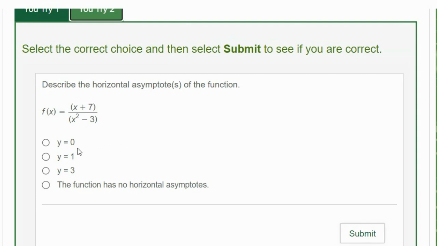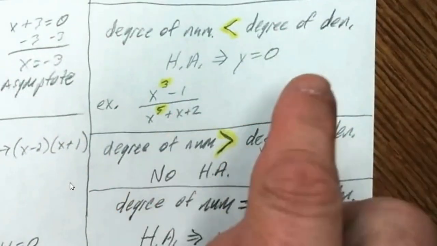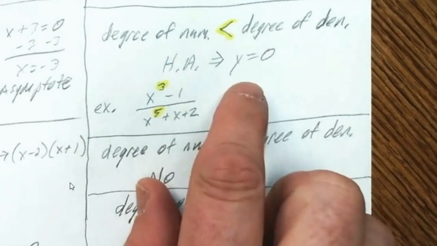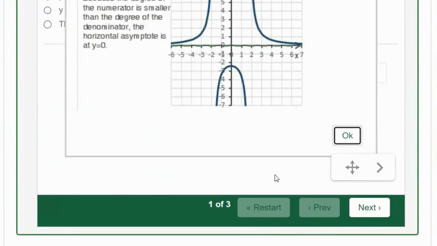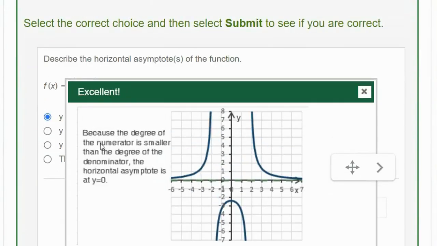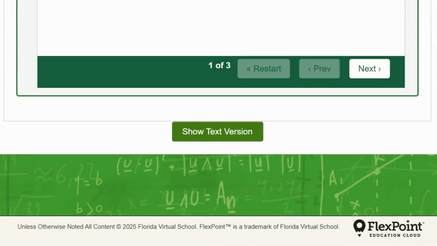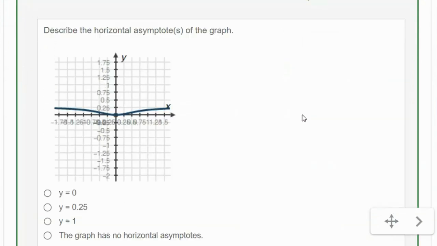Okay, Daniel says, oh, I guess you mean y equals 0, you put an x. These are all y's. Horizontal asymptotes are y's. y equals 0. We have a first degree numerator and a second degree denominator. So the denominator is larger. The denominator is larger than the numerator, so it's y equals 0. Just had to refer to our chart. y equals 0. Excellent. Because the degree of the numerator is smaller, there's a horizontal asymptote at 0 there. All right, let's go to page number 2 here.